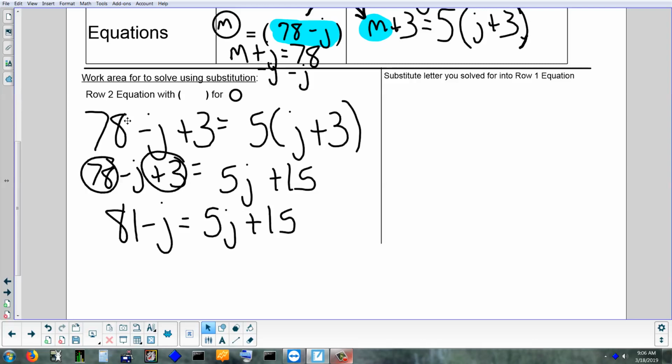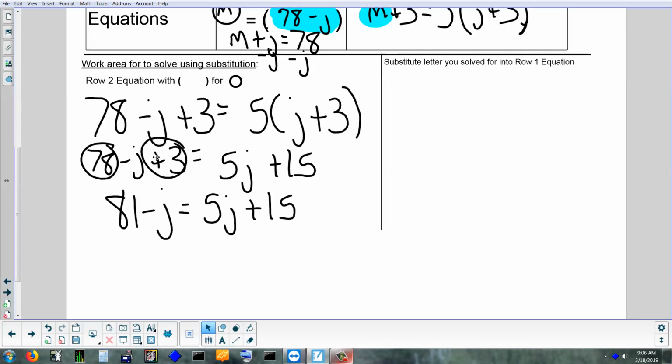I got options now. I can either move the variable, or I can move the numbers that have letters attached, or I can just move the plain old numbers. It doesn't matter. What do you want to move first, Yusuf? Doesn't matter. Let's just move the j. How do I do that? Add j. What do I add on the other side? j, to the 5j, right? What do I get when I do that? 5j and j, 6j. 81 stays. I did nothing with it. 6j plus 15. All right.